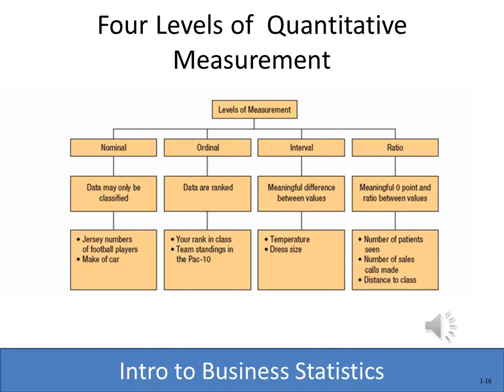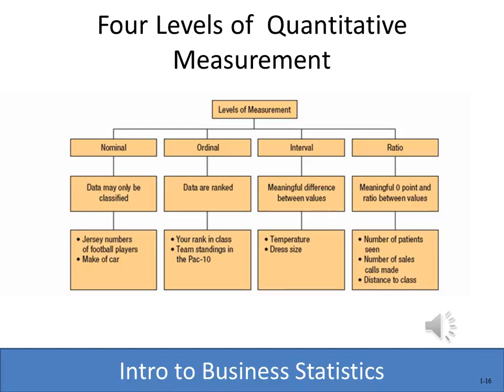Interval values are meaningful, where there are meaningful differences between the values, such as temperature. There is a meaningful difference between 20 degrees and 30 degrees. A dress size 2 and a dress size 6, there's a meaningful difference in there. Now, ratio is very similar to interval. The main difference is that with a ratio value, the 0 point really means 0. Temperature, using the interval, 0 degrees really doesn't mean the absence of temperature. But with a ratio measurement, 0 would mean 0, such as the number of patients seen, 0 means 0.